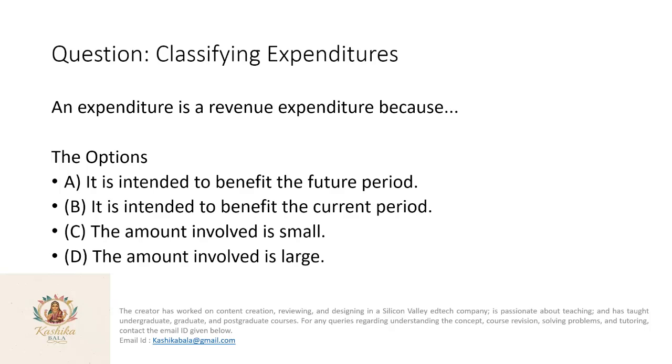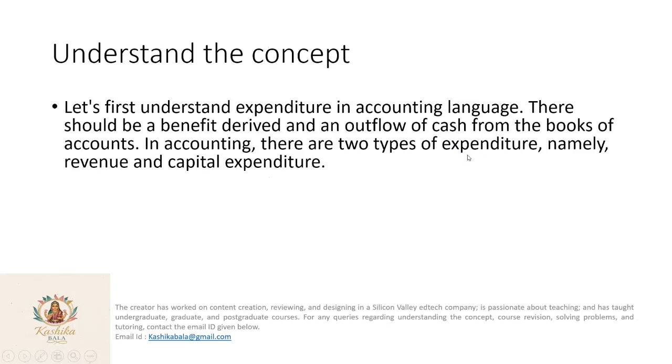To answer this question, let us first understand the concept of expenditure. Expenditure in accounting terms is when it should derive a benefit. The first point is that a benefit should be derived to the company or the firm which does the expenditure. Second is that there should be an outflow of cash. This is the second important part that has to be understood.